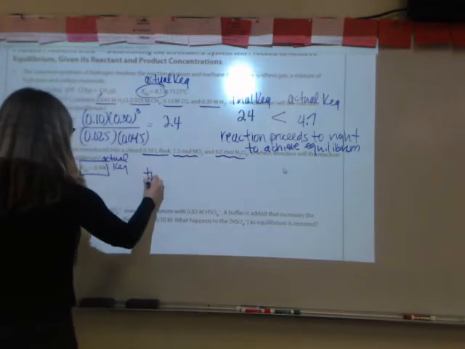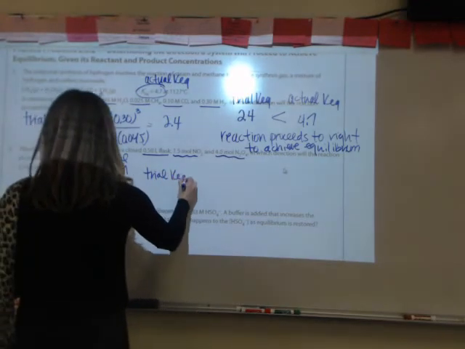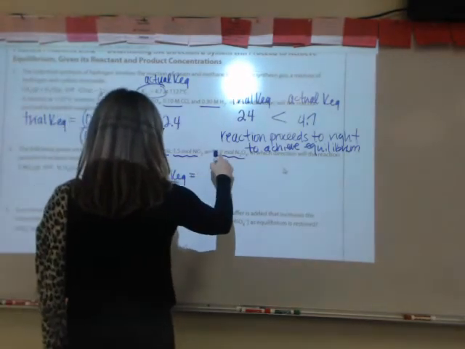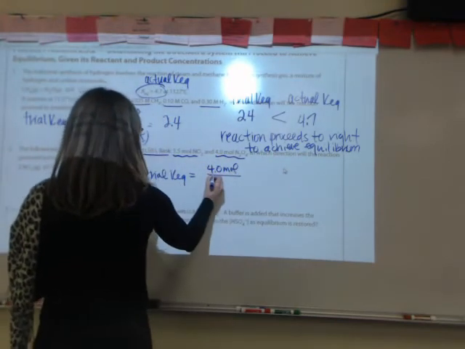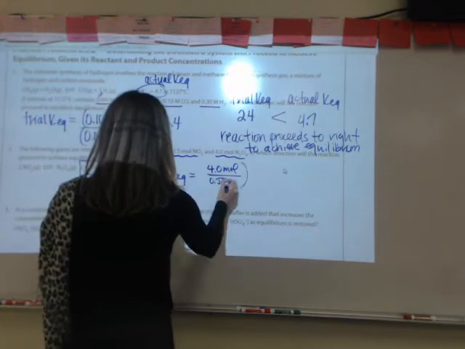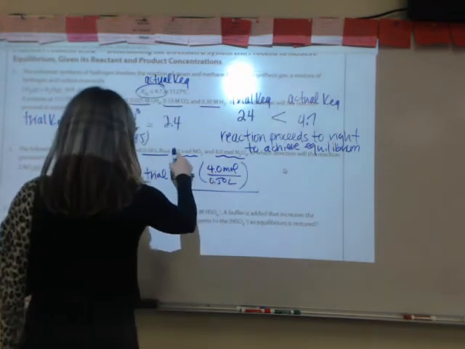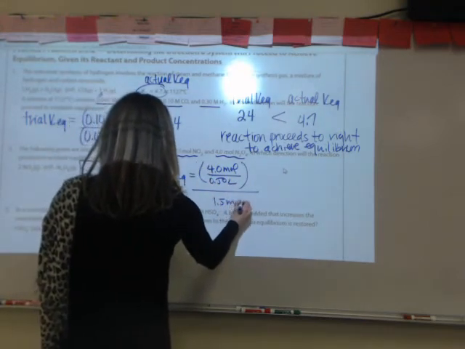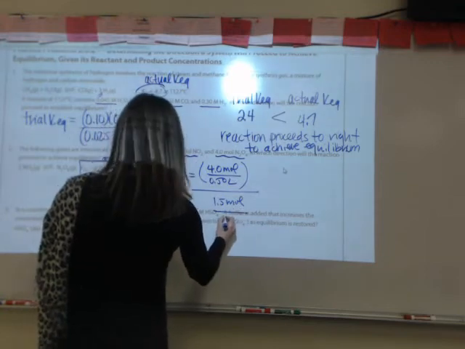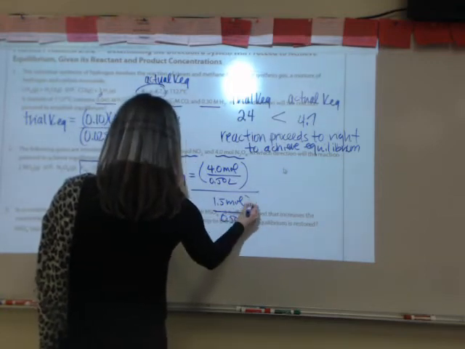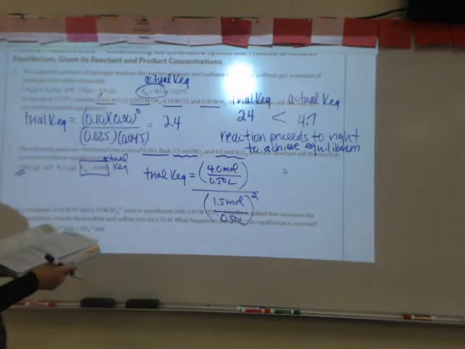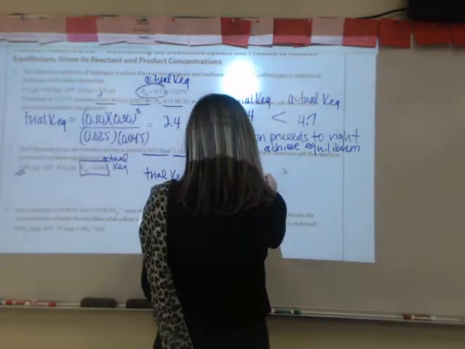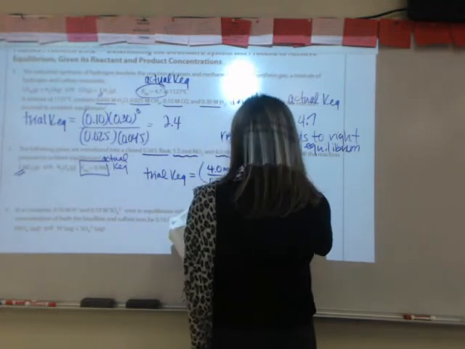So your trial KEQ is equal to the concentration of N2O4, this is in moles per liter, so you have to divide it by 0.5 liters, all over 1.5 moles of NO2 divided by 0.5 liters, and then you would raise this to the second power because of the coefficient of 2 in front of NO2. This is going to end up being 0.89.